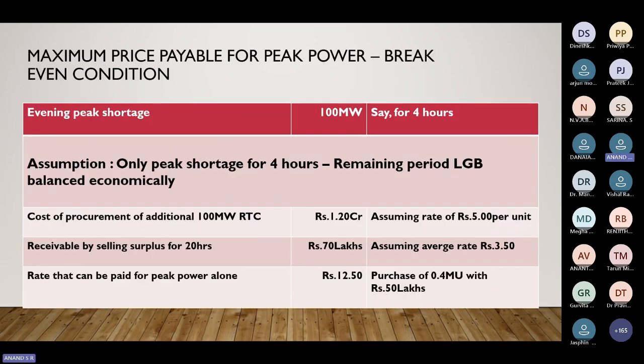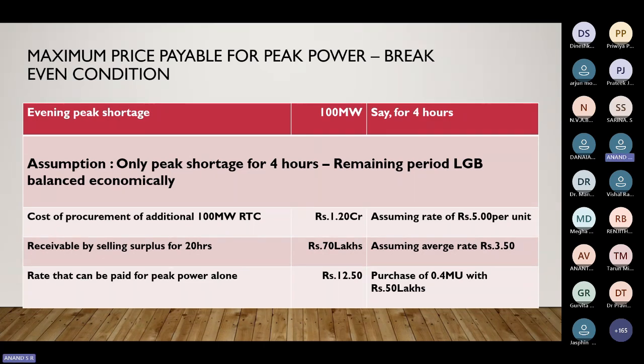Now, we can take another practical case. It is also a hypothetical case. Now, suppose you want RTC, which means round the clock power. Suppose the rate per unit is 5 rupees per unit. For the evening peak hours, the 4 hours, you require power, but you are taking 100 megawatt on a round the clock basis, that is 100 megawatt into 24 hours. So 2.4 million units will be there. And the cost could be something like 1.2 crores, 24 into 5.